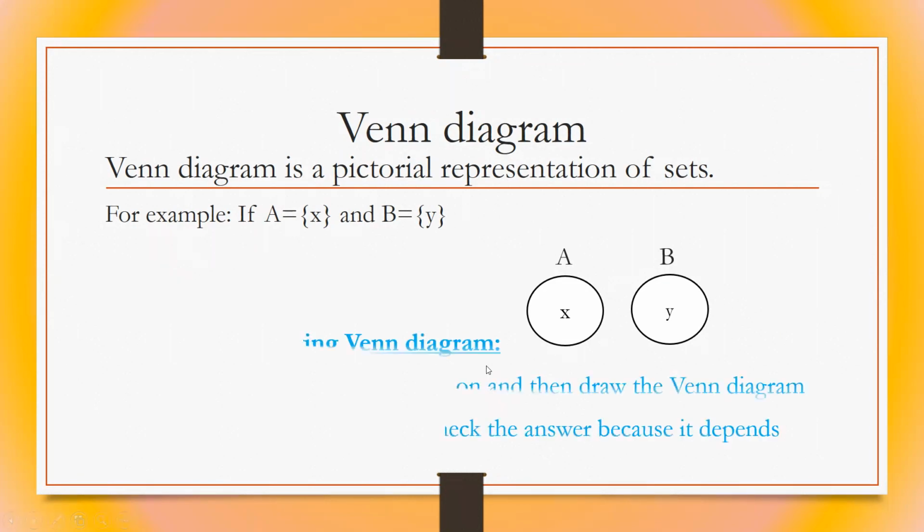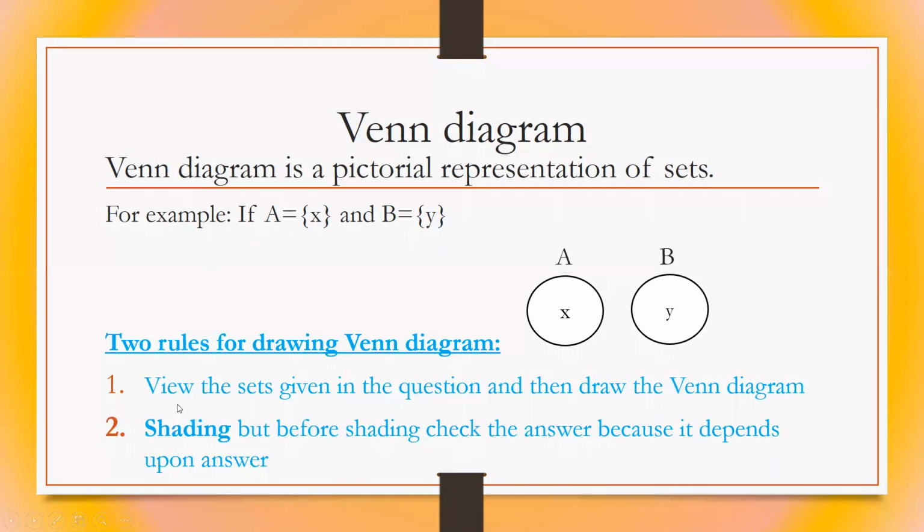Getting my point? Okay. Vijay, you can note down these important rules for drawing the Venn diagram. What is rule number 1? Very important to note down. View the sets given in the question and then draw the Venn diagram. To draw the Venn diagram, first you have to check what kind of sets are given to you. Either disjoint sets are there, or overlapping sets are there. First you have to check it out.